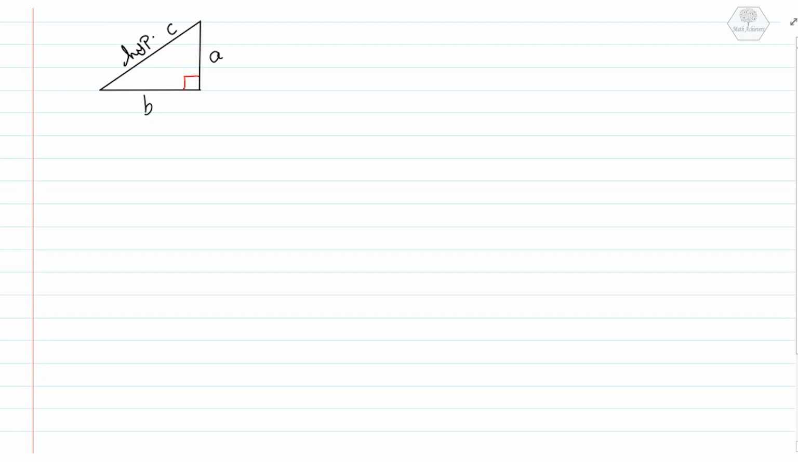First, let's start with the Pythagoras theorem. Pythagoras theorem states that the hypotenuse squared is equal to side 1 squared plus side 2 squared, which is C squared is equal to A squared plus B squared. This is Pythagoras theorem.